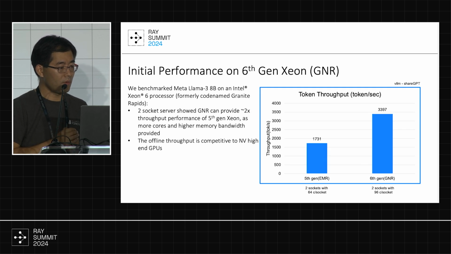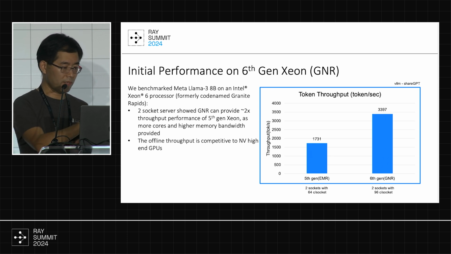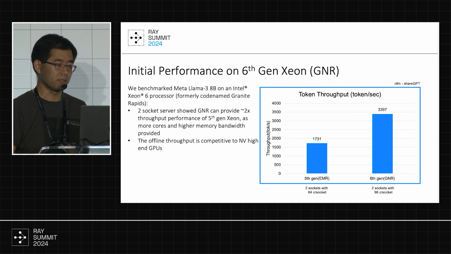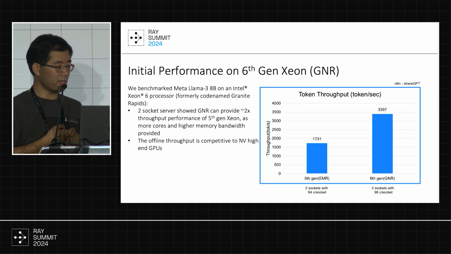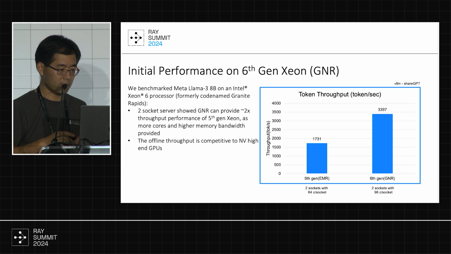Last one, I also want to quickly show some initial performance numbers we measured on Granite Rapids, the latest generation of Xeon. We picked the Llama 3 8 billion model and compared the 5th generation against the 6th generation throughput, using the vLLM offline throughput benchmark script with the ShareGPT dataset. You can see it's roughly a 2x throughput improvement, mainly because of memory bandwidth improvement as well as the number of cores.